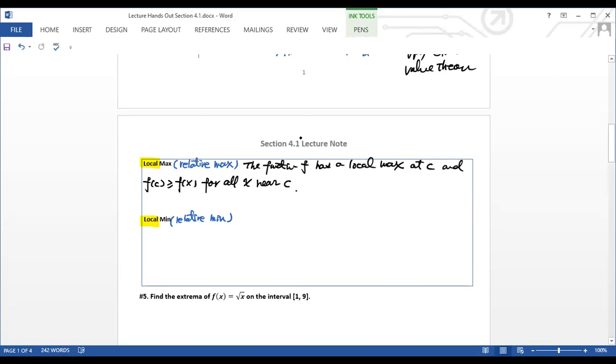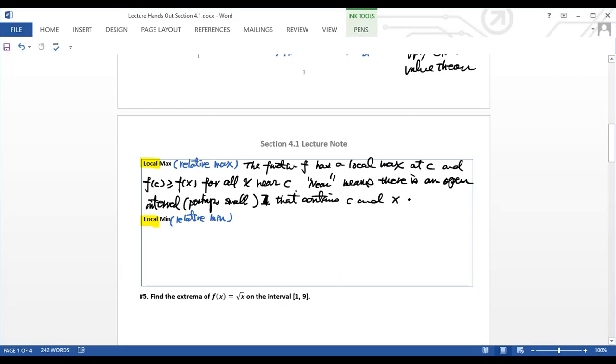Okay, so here be very careful. What we mean by near c is that there is an open interval, perhaps small, an open interval I that contains c, and x is in I.